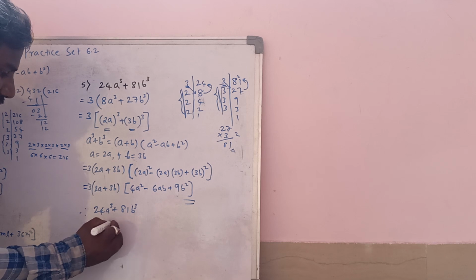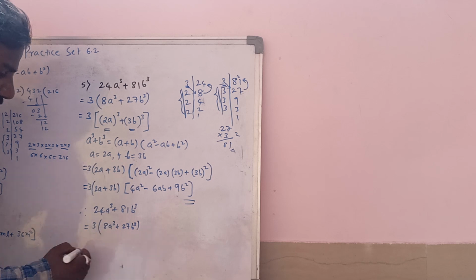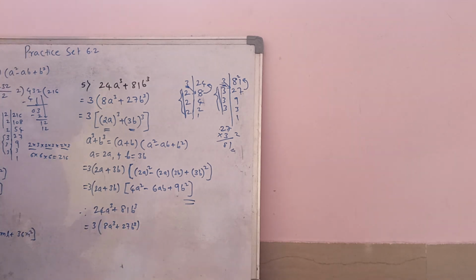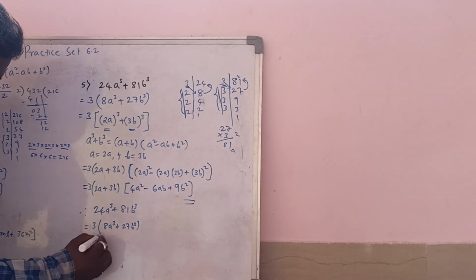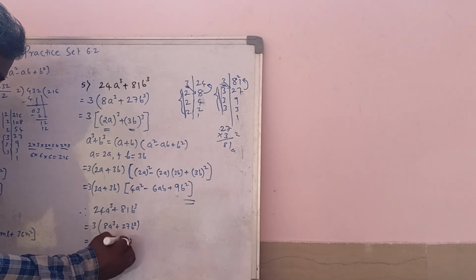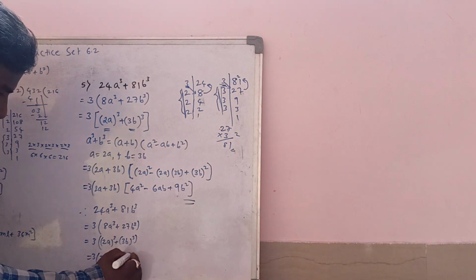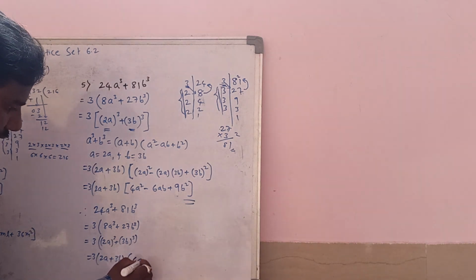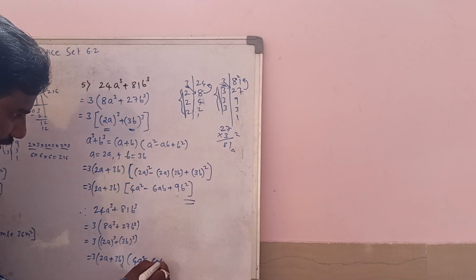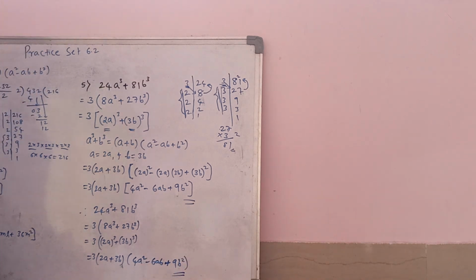What I did, I took 3 common here, so 8a cube. So this is a revision. That's why I'm writing once again, so that you can remember this. So this will become once again 3 into 2a whole cube plus 3b whole cube is equal to 3 into 2a plus 3b into 4a square minus 6ab plus 9b square. Clear? So these are the 2 problems.